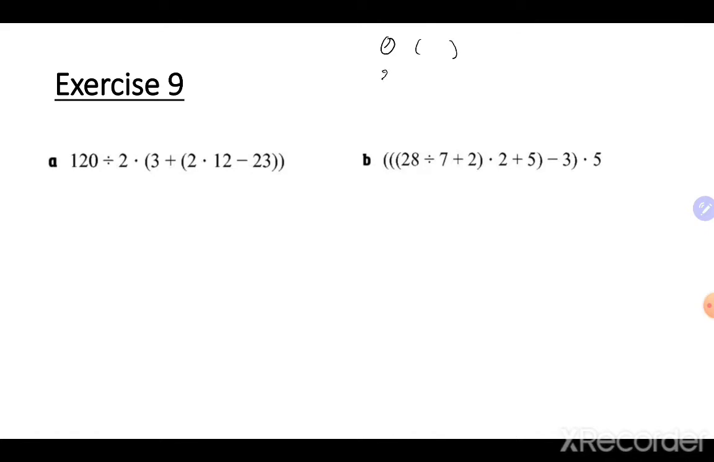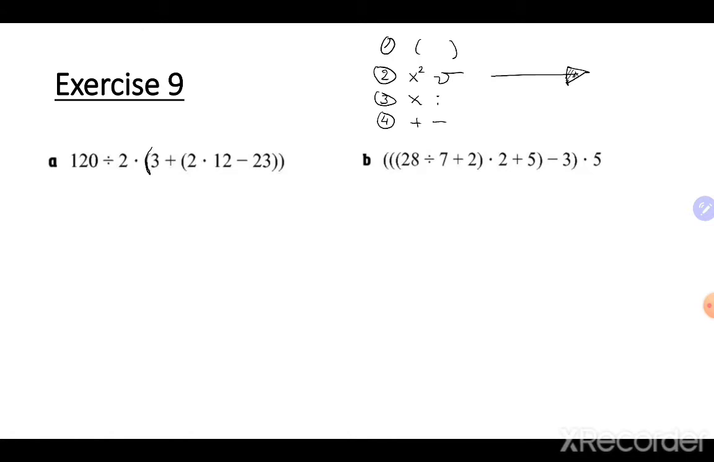Then order number 2 is to find any powers or square roots, but we're not gonna discuss this one in this chapter yet. Order number 3 is to multiply or divide. Number 4 is plus, addition or subtraction, and you need to do everything from left to right. Yeah, so very important.